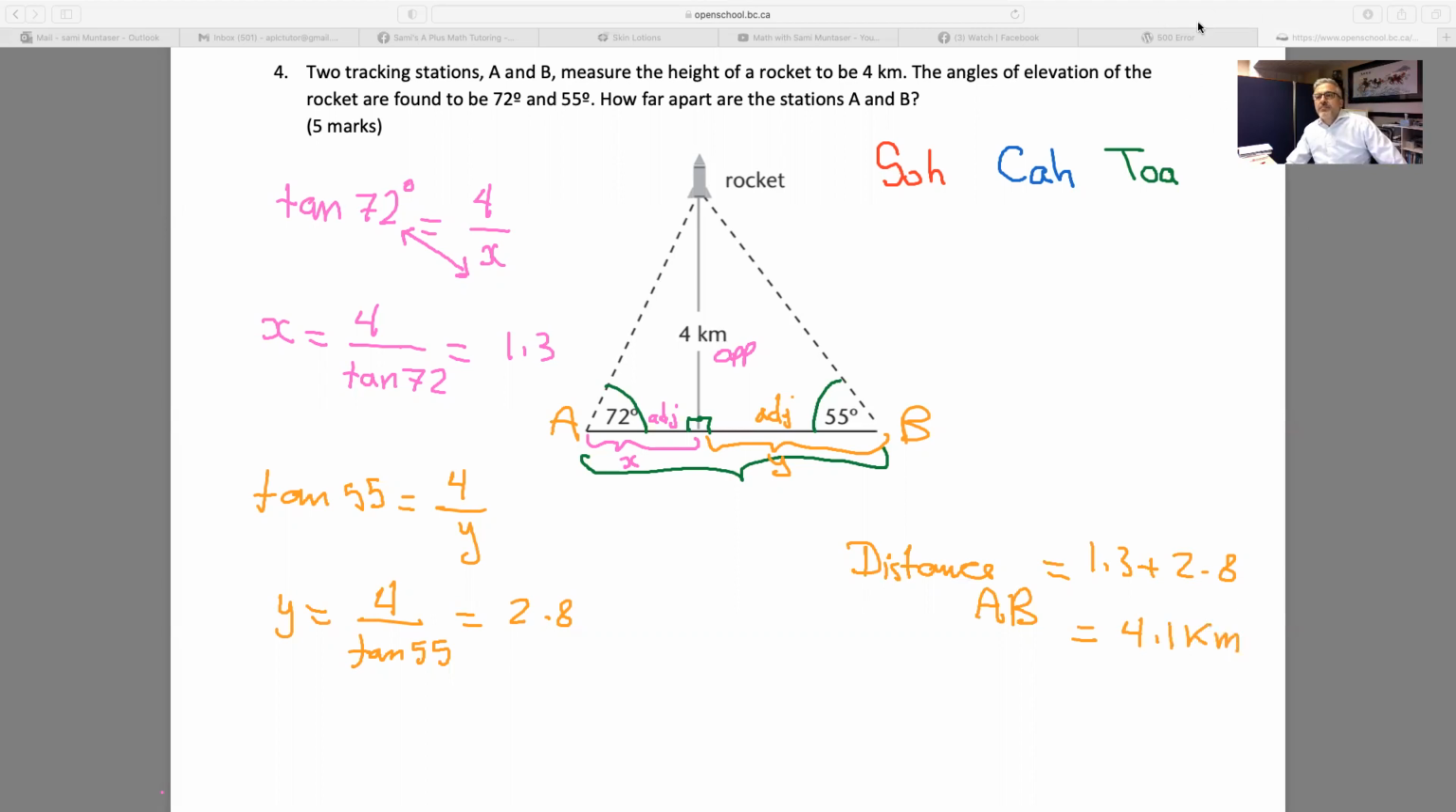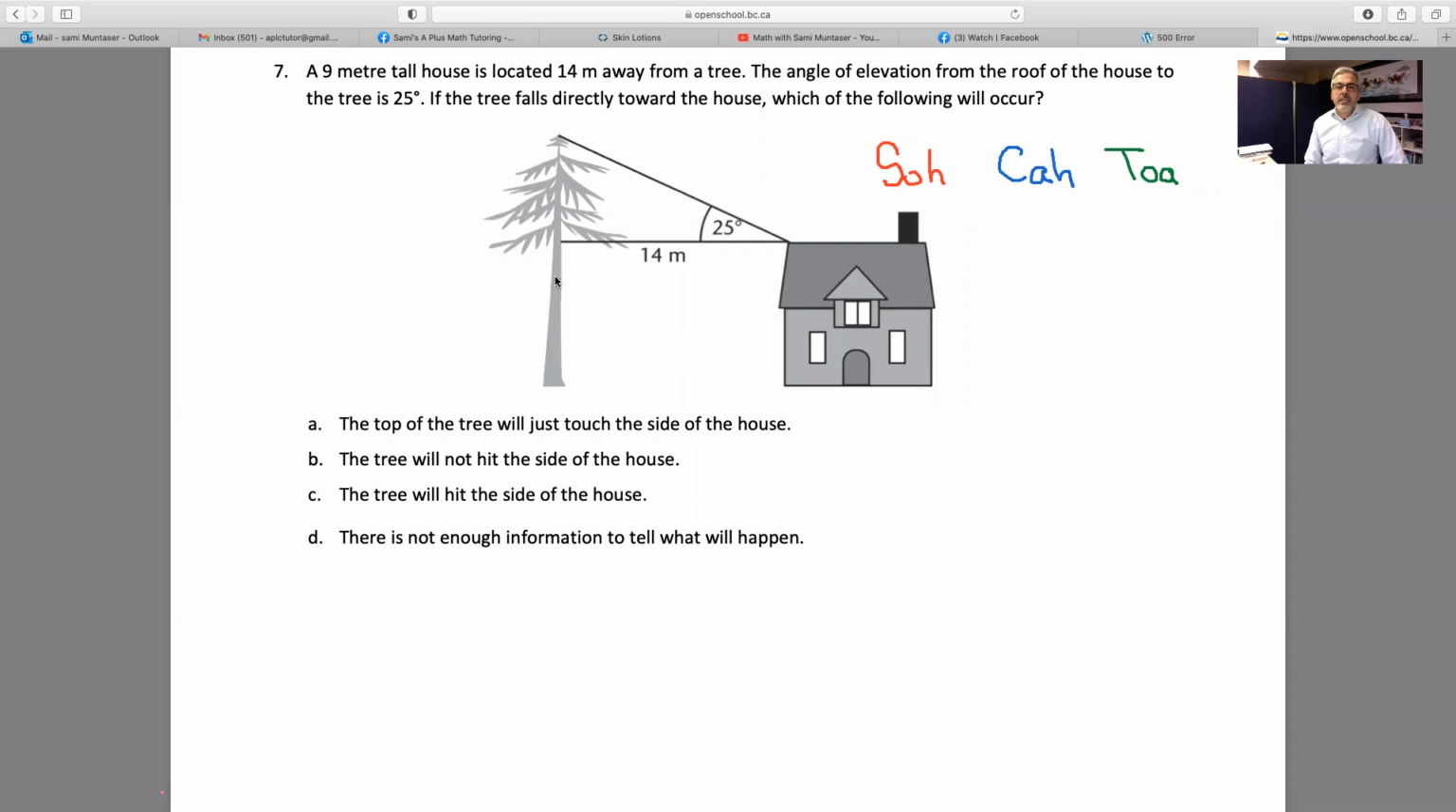Next question. The next question is asking me, there's a tree beside the house. It's 14 meters away from the house. And if this tree falls, would it hit the house? You have 4 choices. The top of the tree will just touch the side of the house. The tree will not hit the house or the side of the house. The tree will hit the side of the house. There's not enough information. So what they need to find is basically the height of the tree.